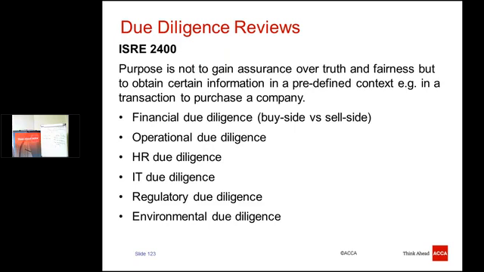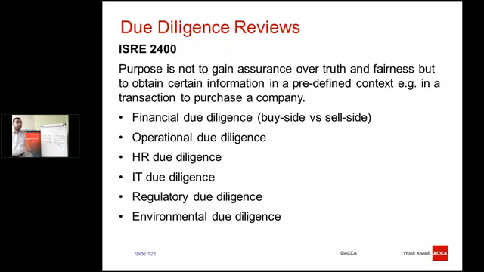Now, moving on to the real aspect of review, which is usually tested in exams as well, for which we also have a question lined up. Other reviews. These basically include, amongst others, most commonly tested at P7 level, due diligence. And for this, we will turn to the slides that you can see in front of you. So due diligence, as per ISRS 2400, the purpose of due diligence, as per the slide, is not to gain assurance over truth and fairness, but to obtain certain information in a predefined context. For example, in a transaction to purchase a company.